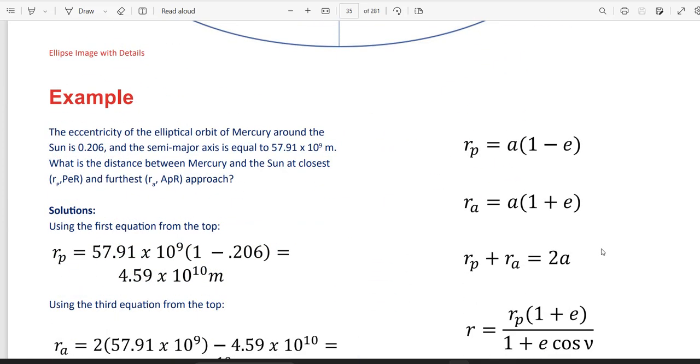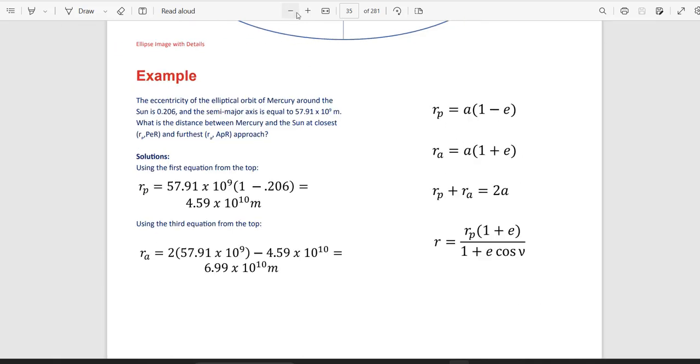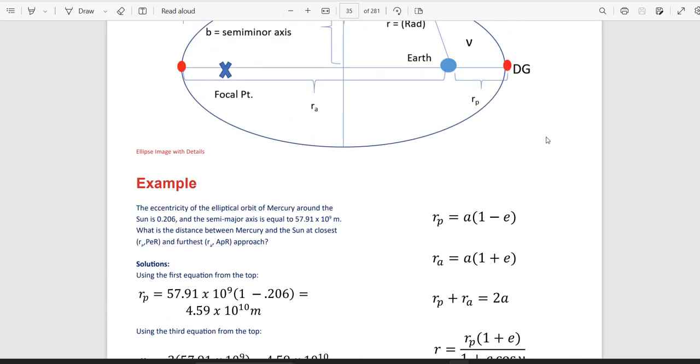So here's an example. Let me reduce the size here a little bit. The eccentricity of the elliptical orbit of Mercury around the Sun is 0.206, and the semi-major axis is equal to 57.91 times 10 to the 9th meters. What is the distance between Mercury and the Sun at closest approach, and at furthest approach? So that would be the periapsis and the apoapsis. I'm going to use this equation right here. And here's my semi-major axis, 57.91, plugging that in for a. And we'll plug in that times 1 minus the eccentricity, and I get 4.59 times 10 to the 10th meters.